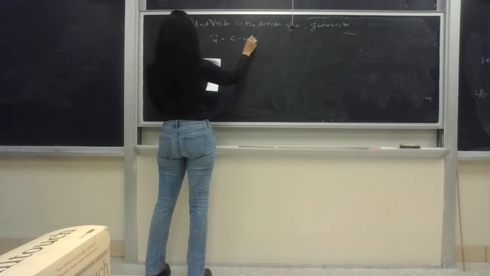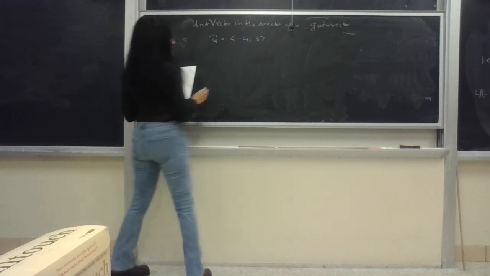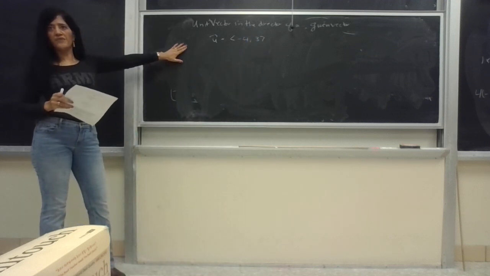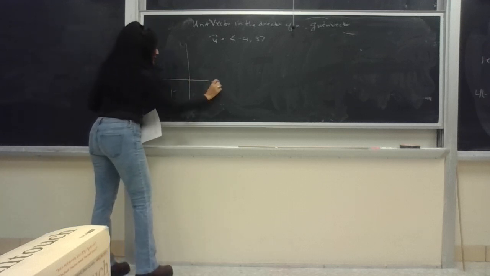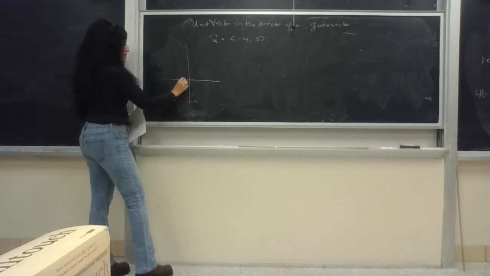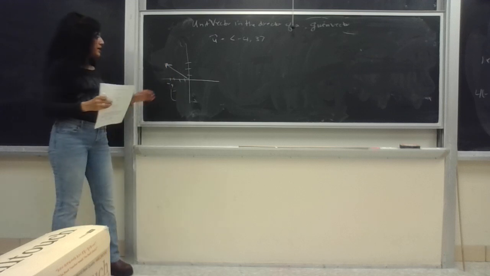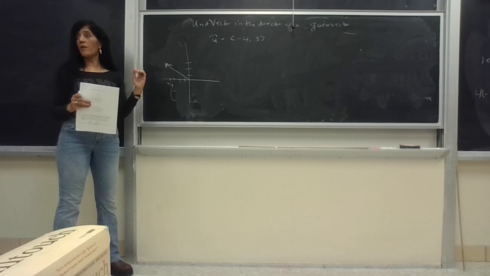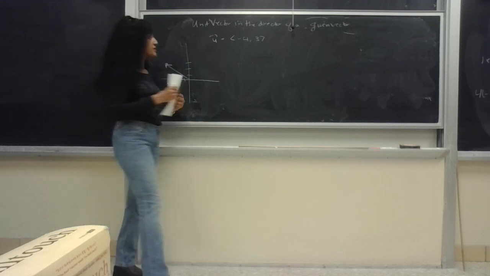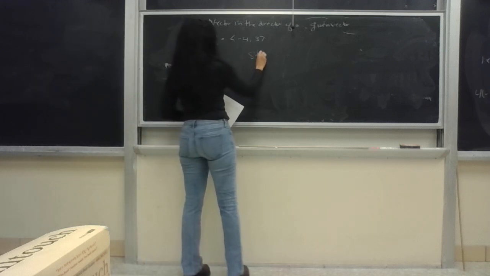Take -4, 3, and they ask you for the unit vector going in the same direction. Here you have -4, 3, the vector. It doesn't have size 1. You're going to make it have size 1 by finding what to scale it down by. So if you take this vector, step 1 is to find the magnitude.